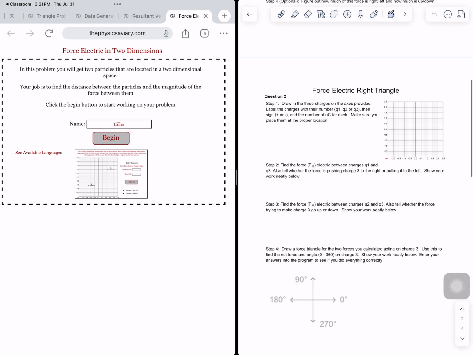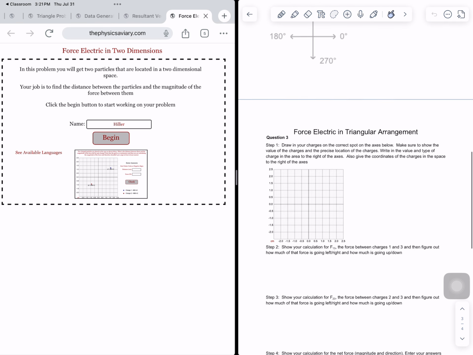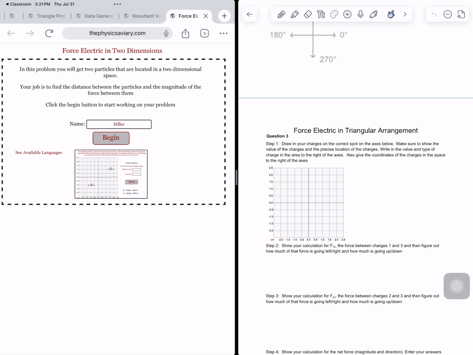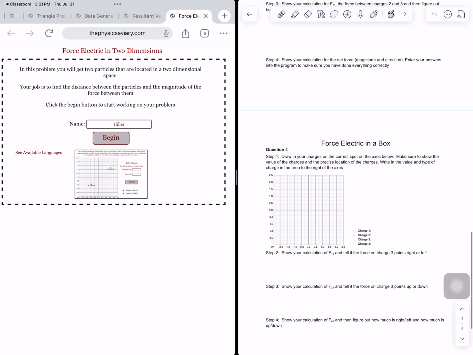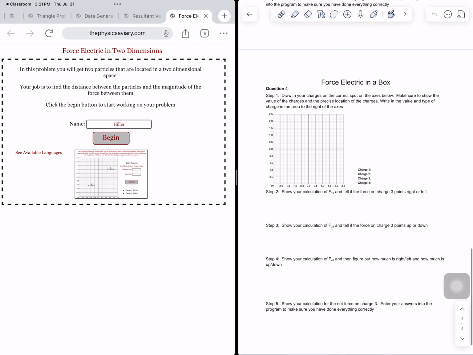In the second and third questions, we are going to set our charges in a triangular relationship and find the force on a third charge due to the other 2. In the fourth question, we are going to look at force electric of charges arranged in a rectangular arrangement. Okay, so a box, a square, rectangular, something to that effect.